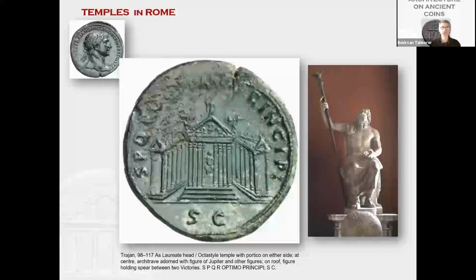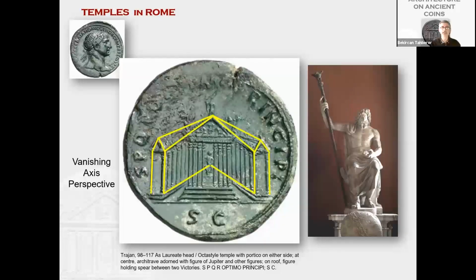Another temple, and it is also a Temple of Jupiter, as we can see in the middle. The god Jupiter is depicted. It is probably the same temple, but this time we see 2 porticos on the sides. And you see that the artist used the vanishing axis perspective while designing this coin.